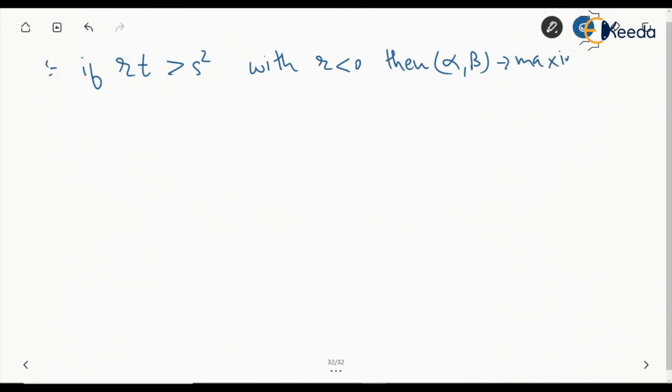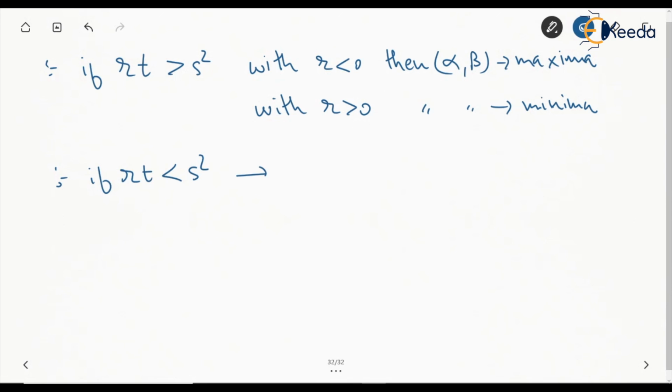So finding all these three values, next we need the conditions. If r into t is greater than s square with r less than 0, then alpha beta, the critical point, will be a maxima, and with r into t greater than s square with r greater than 0, the alpha beta is minima, and if r into t is less than s square there will be no maxima or no minima. It will be known as saddle point.